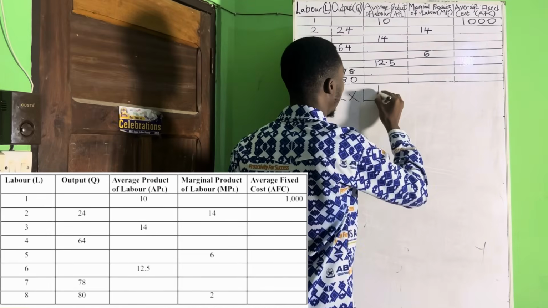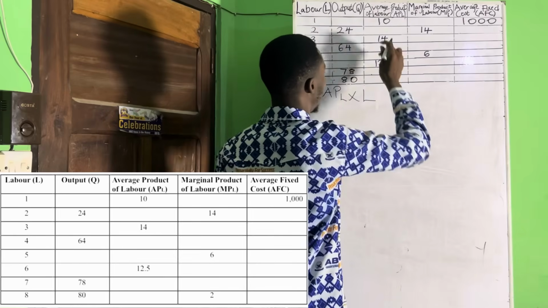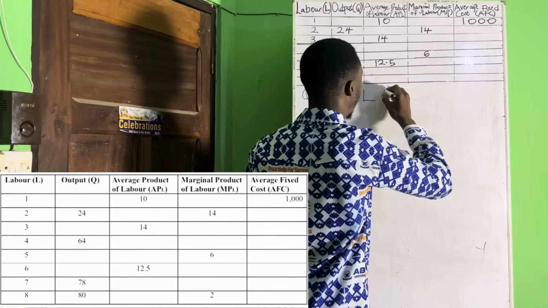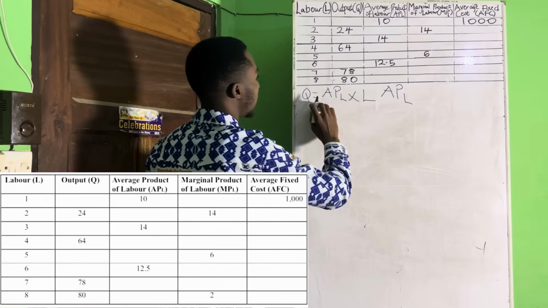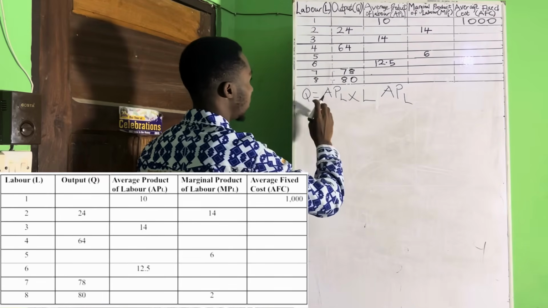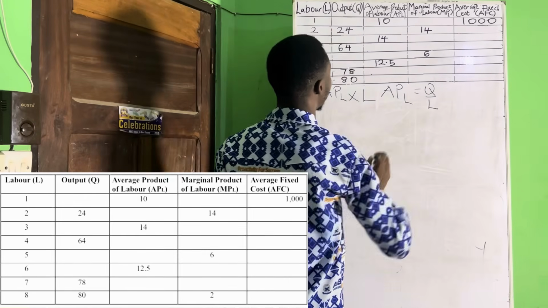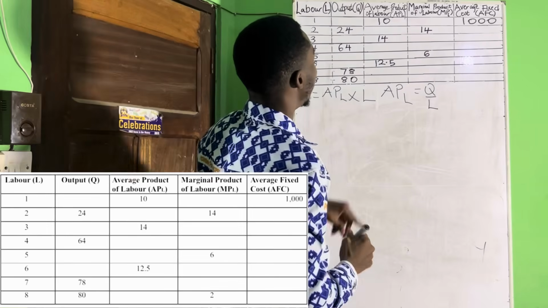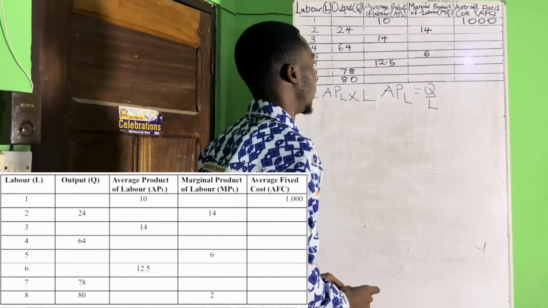Now let's go to average product of labor. The formula for average product of labor: you can even make average product of labor the subject by dividing both sides by labor. So you're going to get the quantity over labor. So this is the formula for average product of labor, the quantity over labor. Now let's go to marginal product of labor.